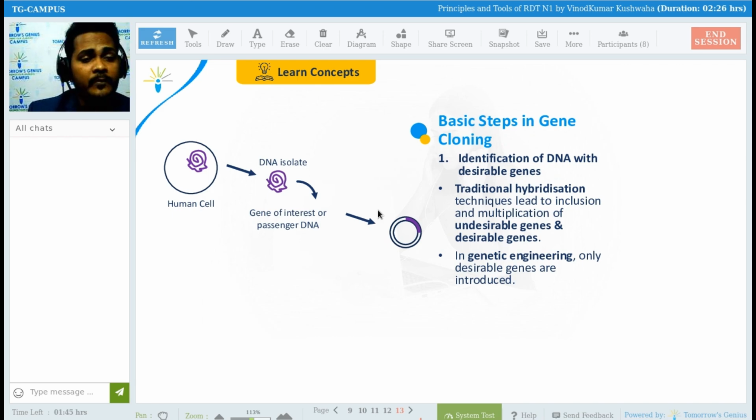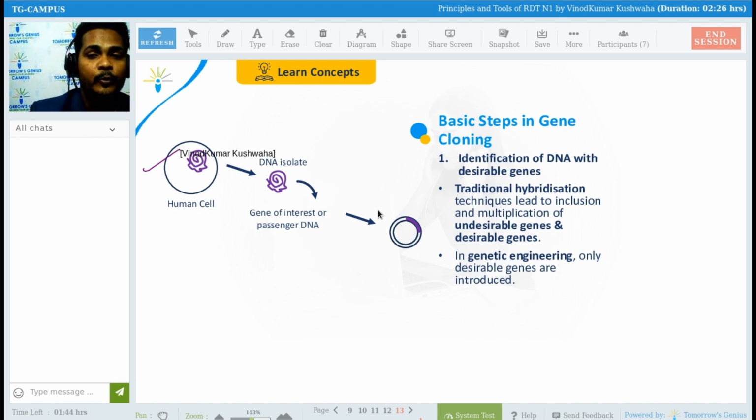Now, what are the basic steps in gene cloning? For any gene of interest, in human beings or plants or any type of organism, the first step of gene cloning is identification of DNA with the desirable gene. Suppose you have to identify which one is the desired character of a particular organism. Like Penicillium notatum: not all the genes of Penicillium notatum produce penicillin. I'm interested only in those genes that have the capability to produce penicillin, so that is my desired gene, and I want to manipulate it.